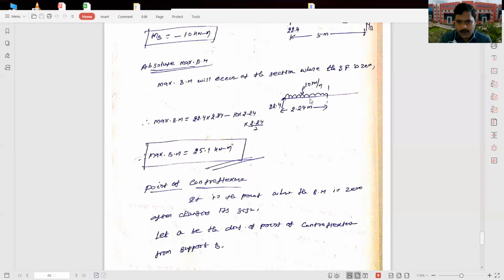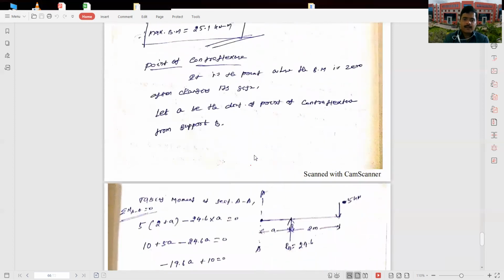Then this is negative, and the UDL is converted to a point load. So 10 into this distance 2.24 is acting like a point load at a distance of 2.24 divided by 2, because the center is from here to here, 2.24 divided by 2. Therefore, minus, downwards, so minus 10 into 2.24, load, into distance 2.24 divided by 2. So you will get the maximum bending moment as 25.1 kilonewton meter.